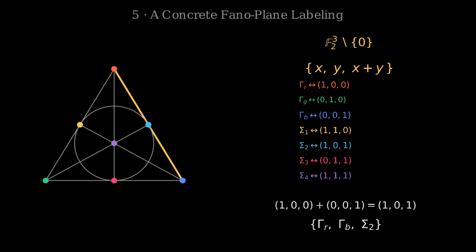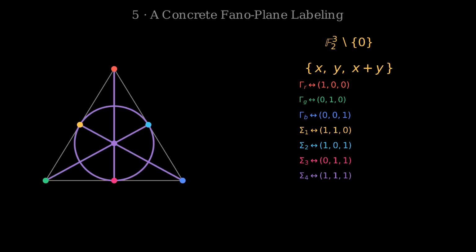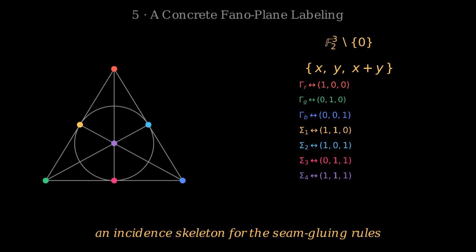Likewise, (1,0,0) plus (0,0,1) equals (1,0,1), giving the line gamma red, gamma blue, sigma 2. And (0,1,0) plus (0,0,1) equals (0,1,1), giving gamma green, gamma blue, sigma 3. The remaining 4 Fano lines describe the interactions involving sigma 4 and pairwise combinations of the other sheets. This finite labeling does not by itself determine the full geometry, but it supplies a compact incidence skeleton for the seam gluing rules.